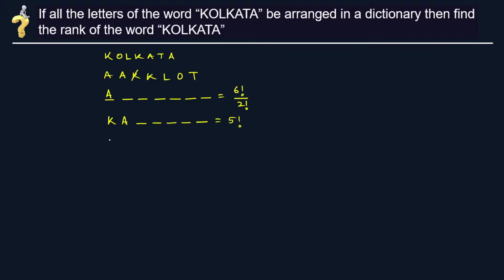Then alphabetically, it will start with K again. Now, if K comes, then we are having 5 places, out of which you observe your 2 A's are identical. Therefore, the total number of such words that can be formed is factorial 5 divided by factorial 2. After K, what will come? It will come KL. Am I correct? It will start with KL.